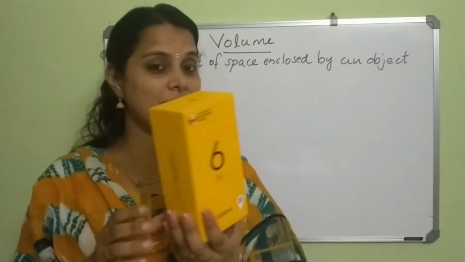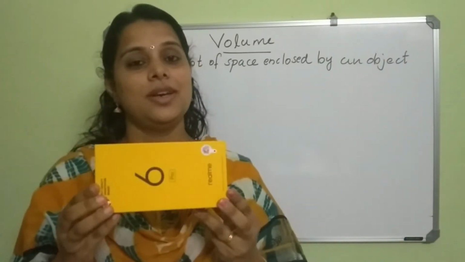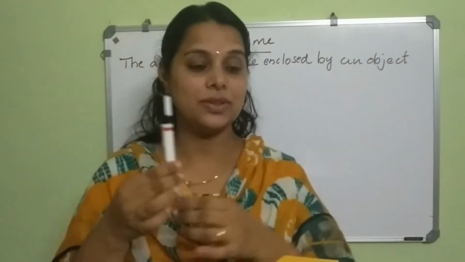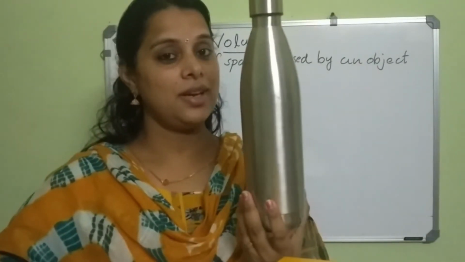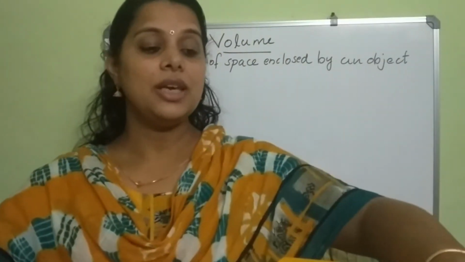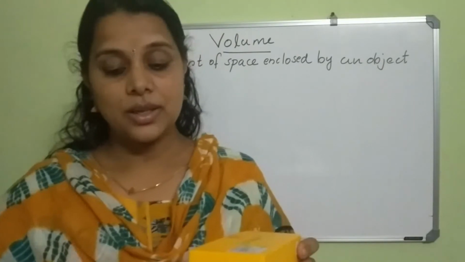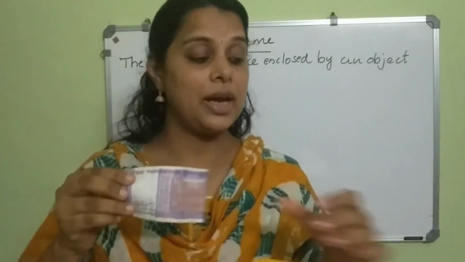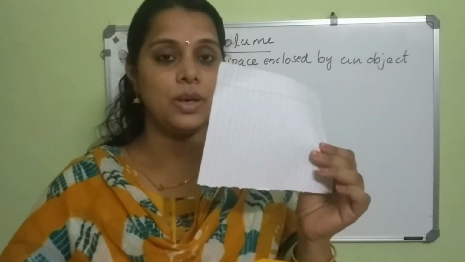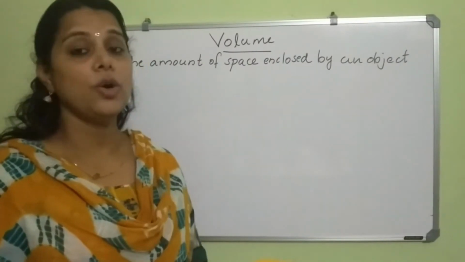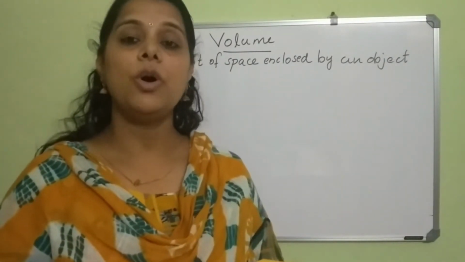Children, look at this. What is this? It's a box. And this one? It's a marker pen. What is this? It's a bottle. These objects occupy some space. These need more space than a plain object like a currency and a paper. So we can say the amount of space enclosed by an object is called volume of the object.